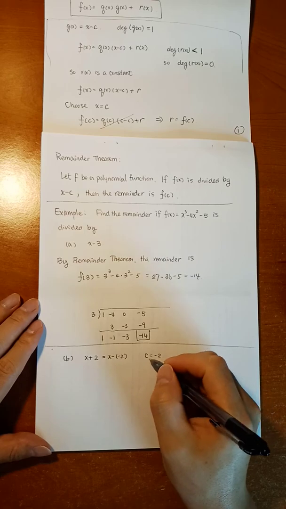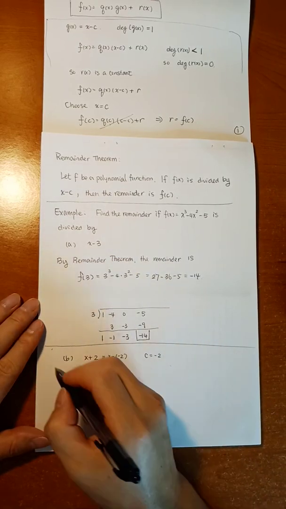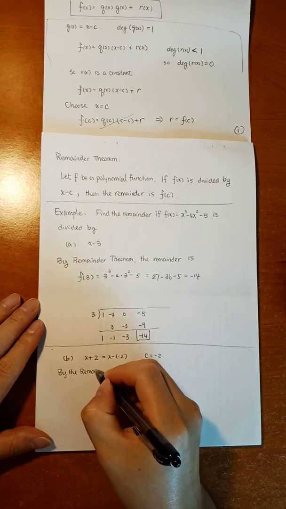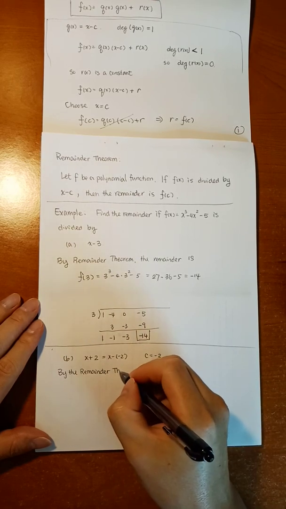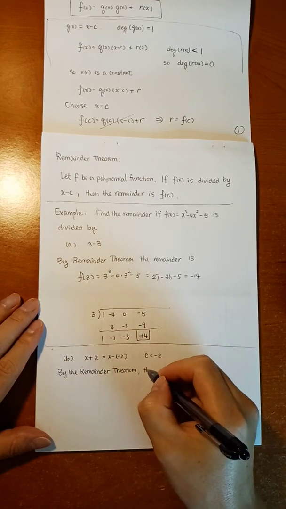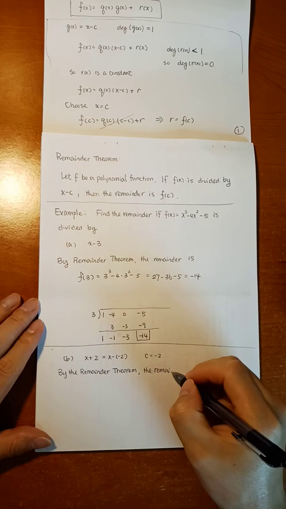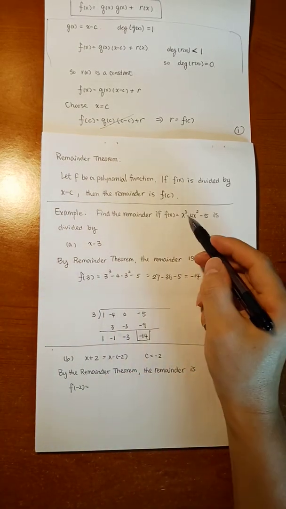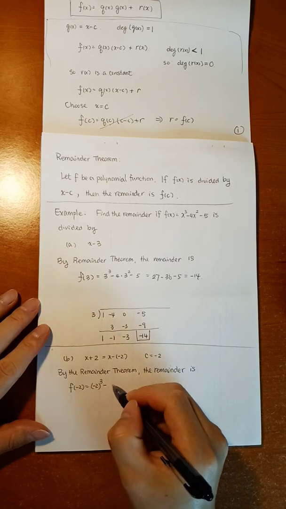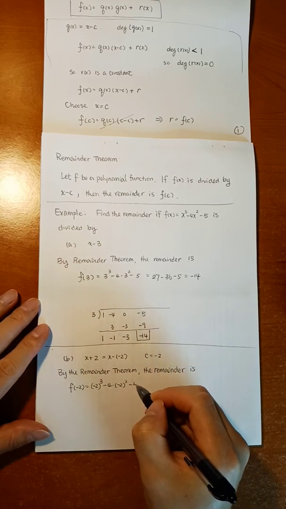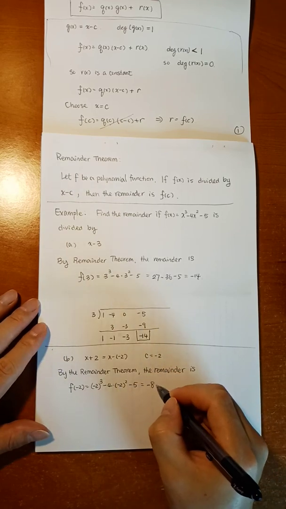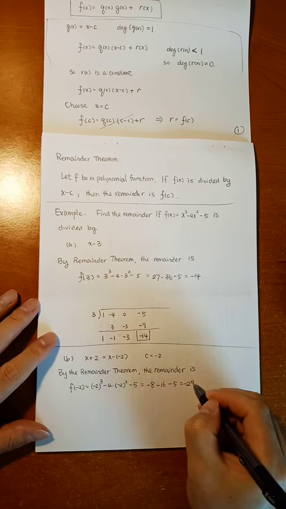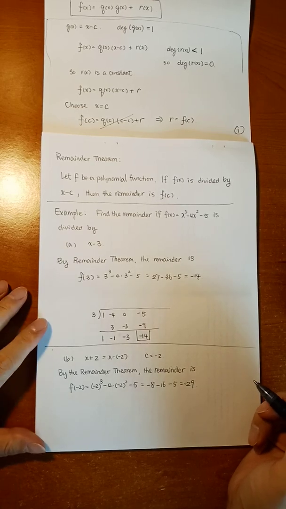This is the tricky point. C is -2. Okay, then by the remainder theorem, the remainder is f of -2, or -2 cubed minus 4 times -2 squared minus 5. -2 cubed is -8. -2 squared is 4. 4 times 4, 16 minus 5. -29. Okay, this is -29.